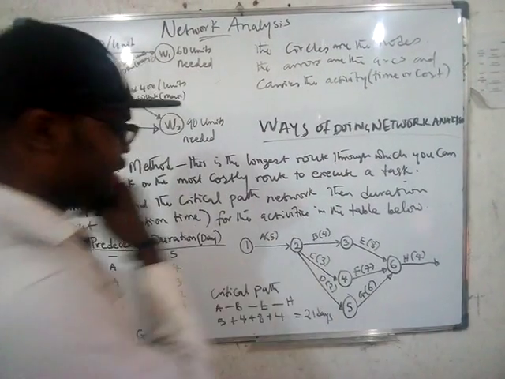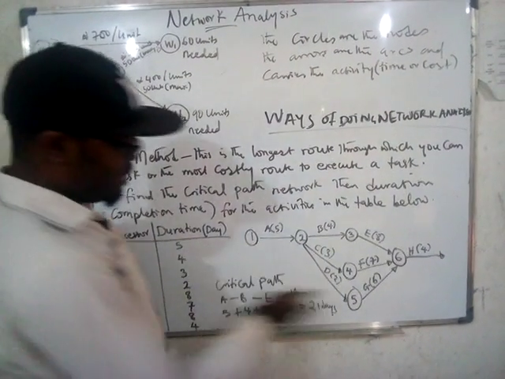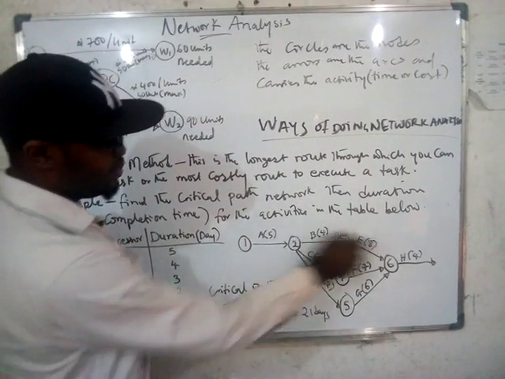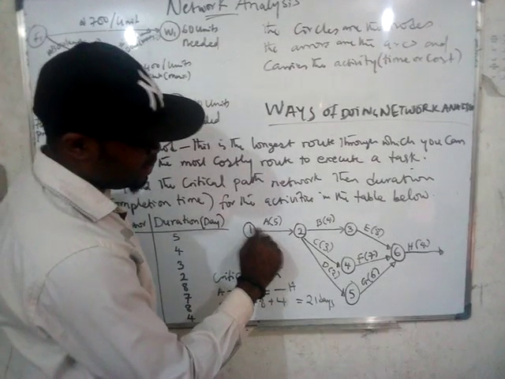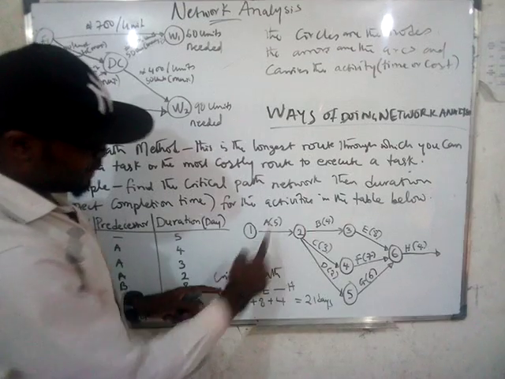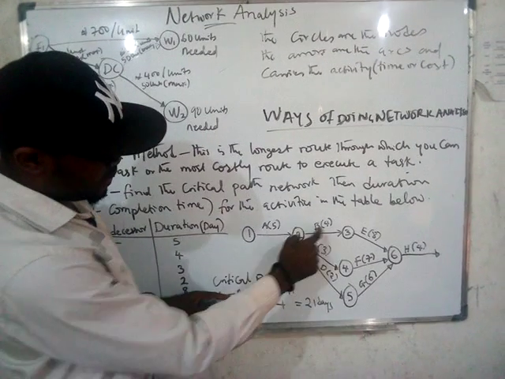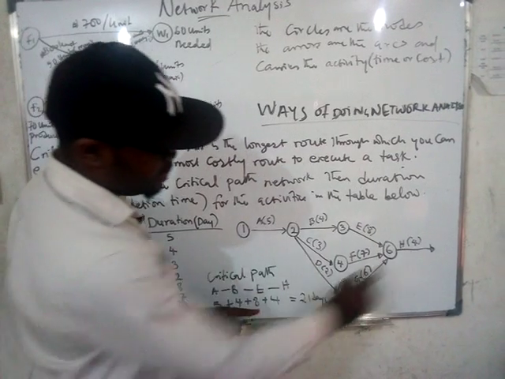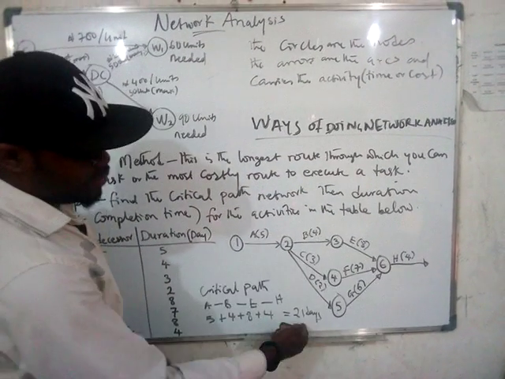So after drawing this, you can easily determine the critical path. And how do you determine the critical path? You add up the durations. Like if you're taking this path, from one point to the end point, you have A is 5, B is 4, E is 8, H is 4. You add it up, you have 21.